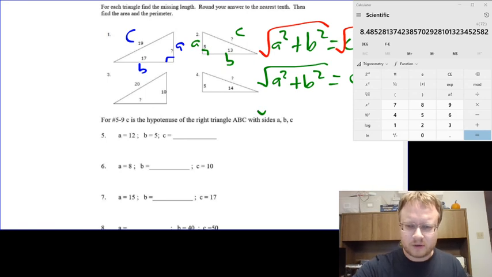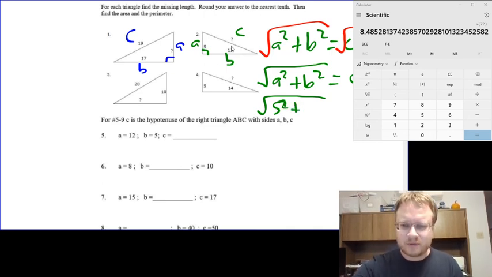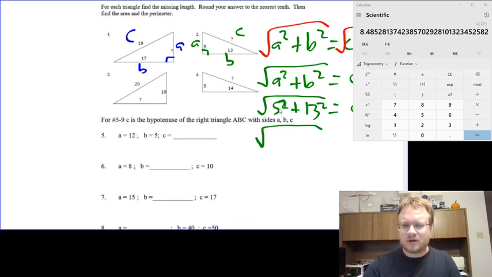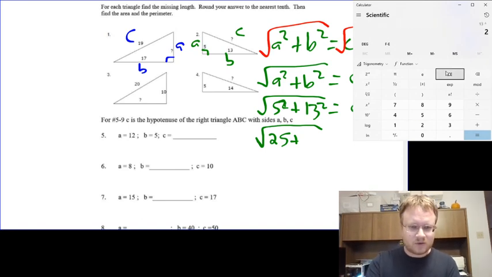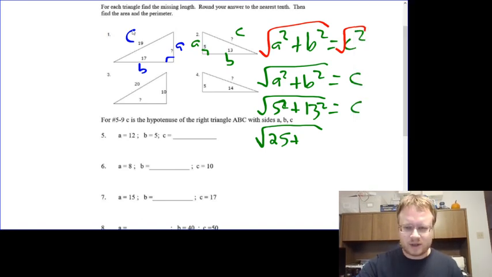Let's plug in our numbers. Side A has a length of 5 squared. Side B has a length of 13. And side C, we don't know. That's what we're trying to find out. Once again, I recommend using your calculator and doing this one piece at a time. 5 squared, I can do that in my head, that's 25. 13 squared, I don't want to take the time to do that in my head, so we'll just type 13 squared is 169.